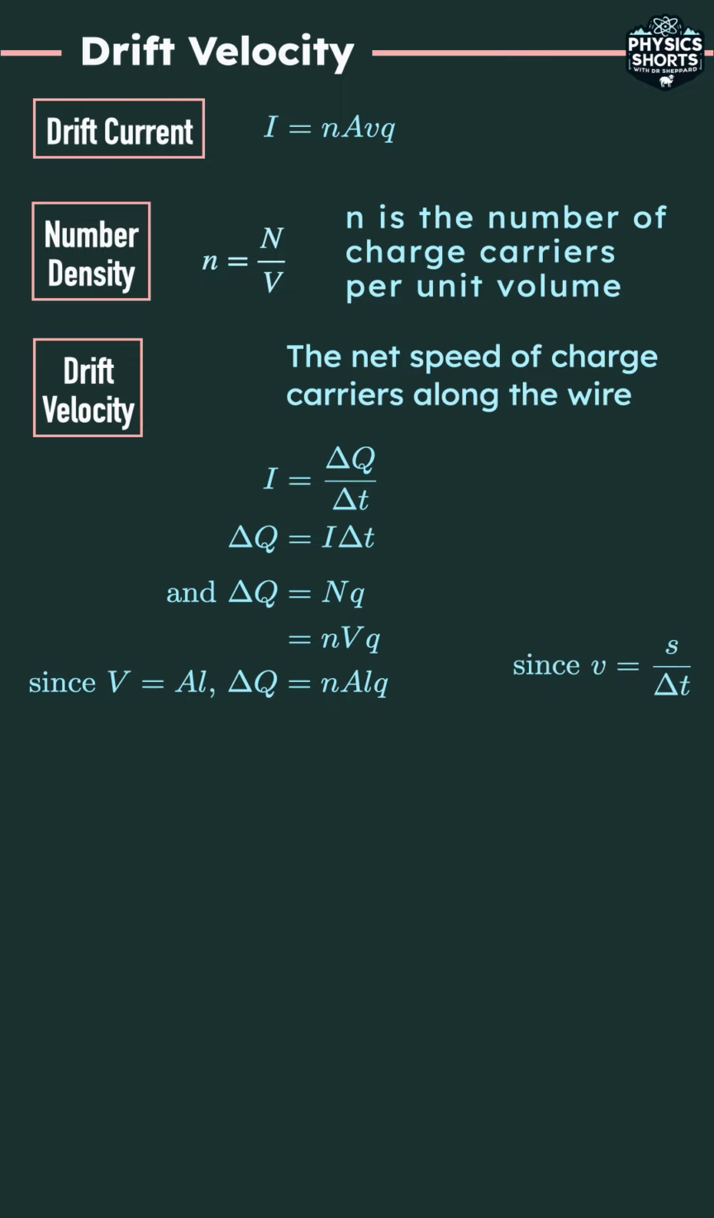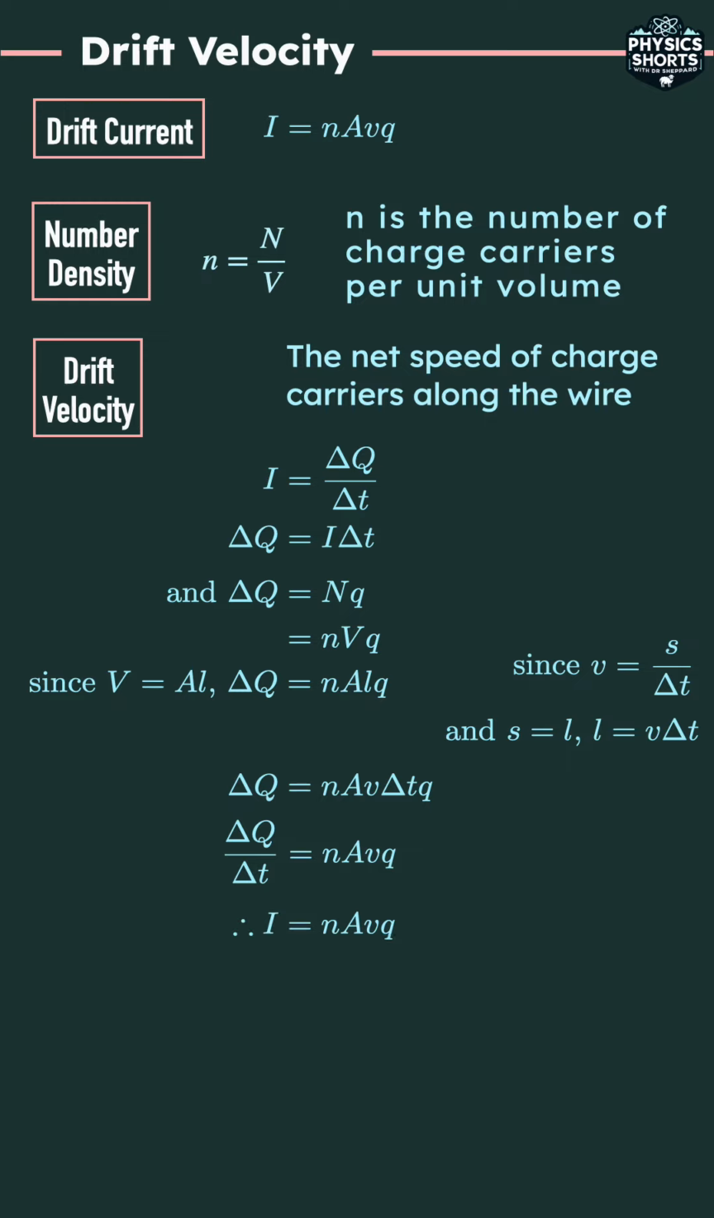Now, if we bring in velocity as displacement over time, and here the displacement is the length, so L equals v delta T, that now gives us delta Q equals nAv delta T q. Divide both sides by delta T and you get delta Q over delta T equals nAvq. So I equals nAvq, and I is known as the drift current, but we're learning this more for that value of v, which is called the drift velocity.